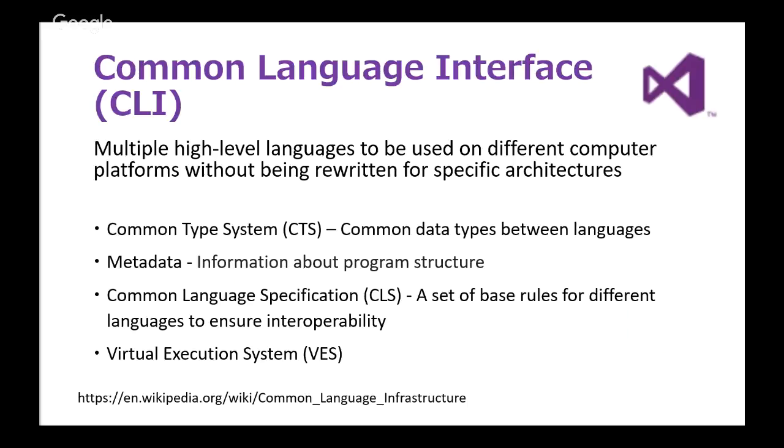And so multiple high-level languages can be used on different computer platforms, meaning maybe 32-bit, Windows 64-bit, or ARM. So we have multiple platforms without being rewritten for specific architectures. This is the best part, because once you write your program, it runs everywhere. So that's the basic concept of the program for .NET.